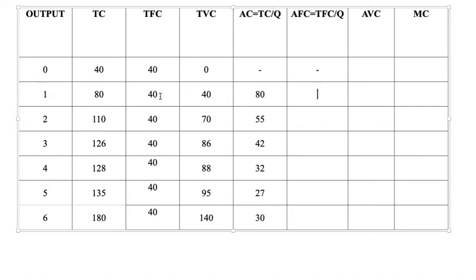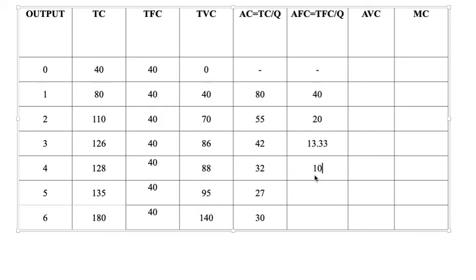Then again, total fixed cost is 40 and output is 1. So average fixed cost will be total fixed cost, which is 40, divided by 1. It is 40. Total fixed cost is again 40. 40 will remain the same for all. So 40 divided by 2 is 20. Then 40 divided by 3 is 13.33, right?